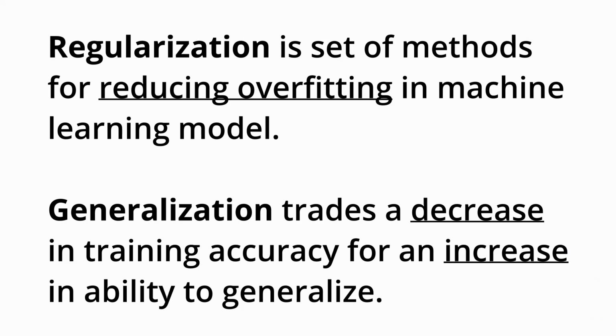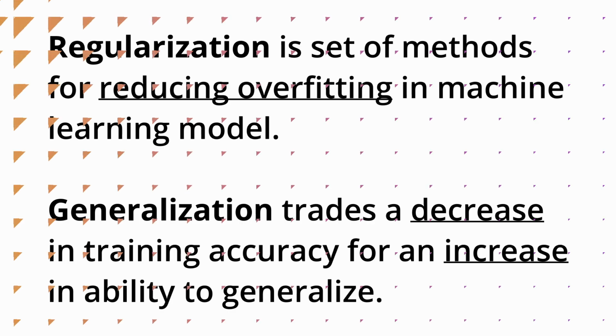This set of techniques is called regularization, and basically regularization is a set of methods for reducing overfitting in machine learning models. Typically, regularization trades a decrease in training accuracy for an increase in ability to generalize. Because ideally, we want to have models that are able to generalize. Generalization basically means that the model can perform well on the data that it didn't see during training. And this is the core goal for machine learning and for training machine learning models.